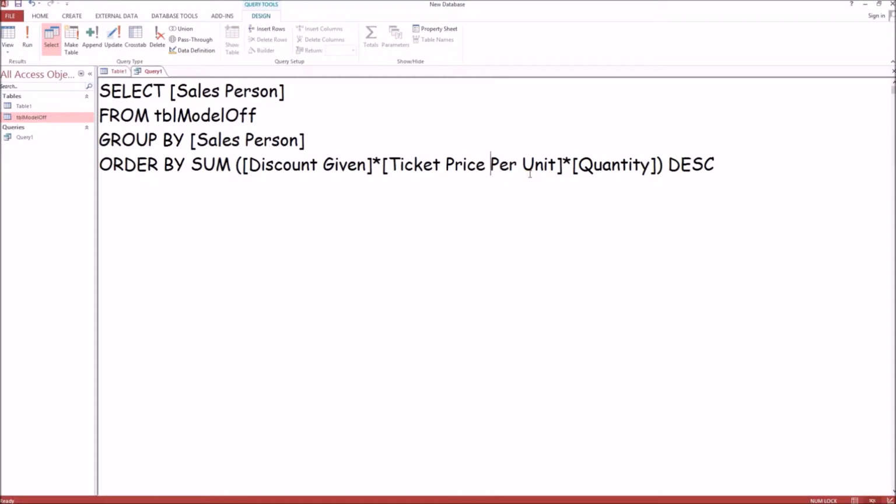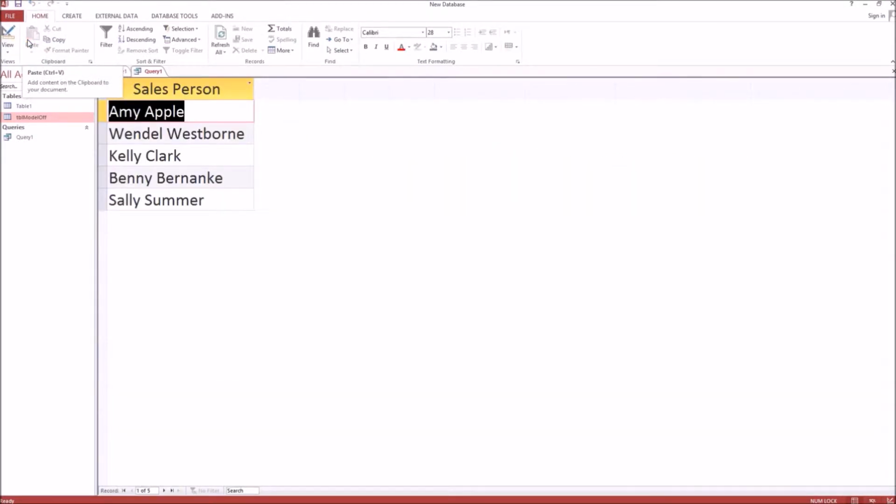Actually, the name of this field is ticket price per unit. So let's try to rerun. And we're getting the order of salespeople that we need in terms of the discounts given from the largest discounts to the least discounts. That's Amy, Wendell, Kelly, Benny, and Sally. And the answer is C.